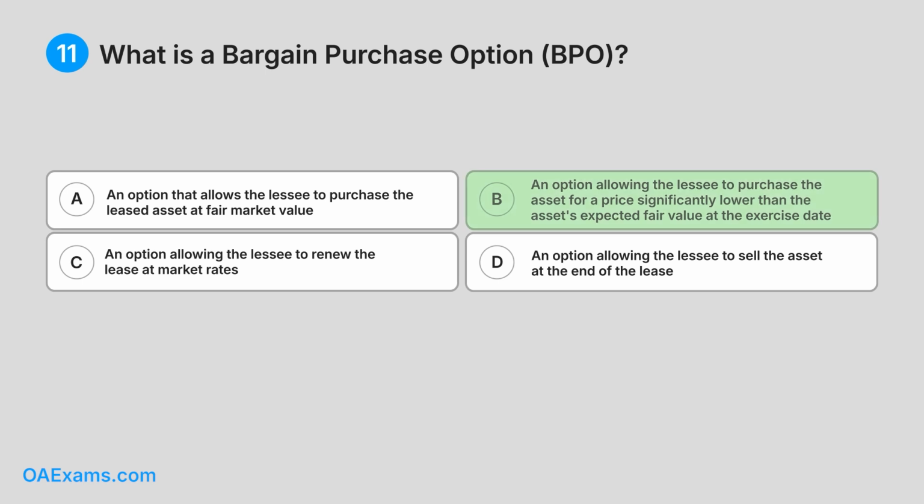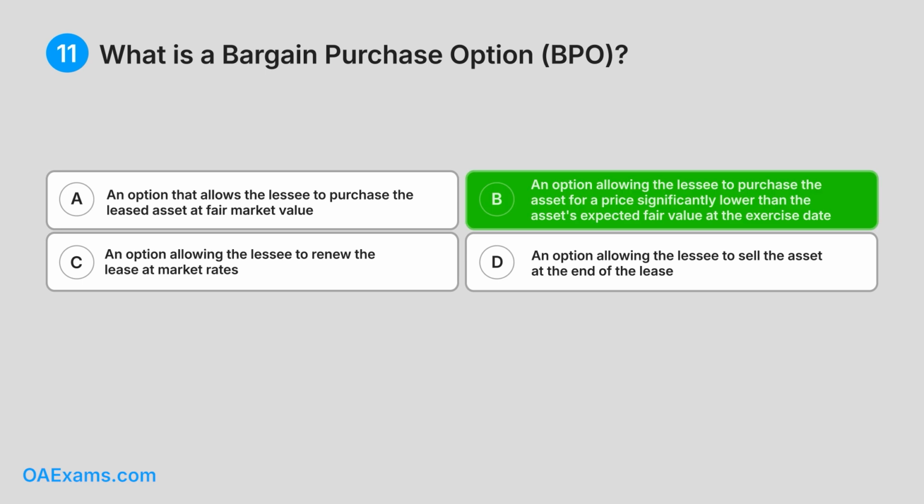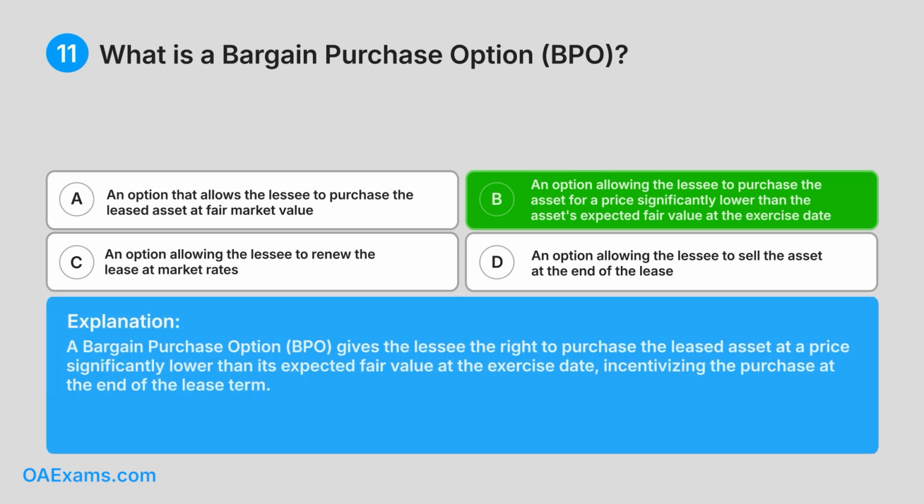Correct answer: B. An option allowing the lessee to purchase the asset for a price significantly lower than the asset's expected fair value at the exercise date. Explanation: A bargain purchase option, BPO, gives the lessee the right to purchase the leased asset at a price significantly lower than its expected fair value at the exercise date, incentivizing the purchase at the end of the lease term.